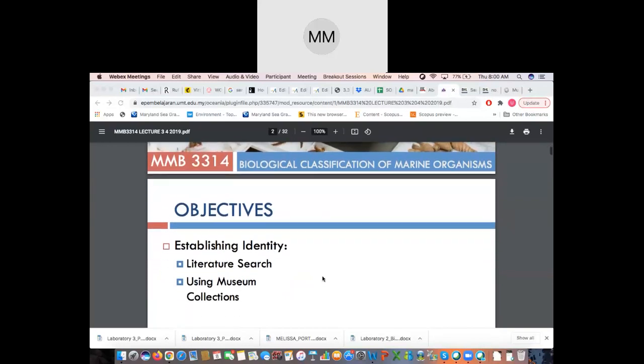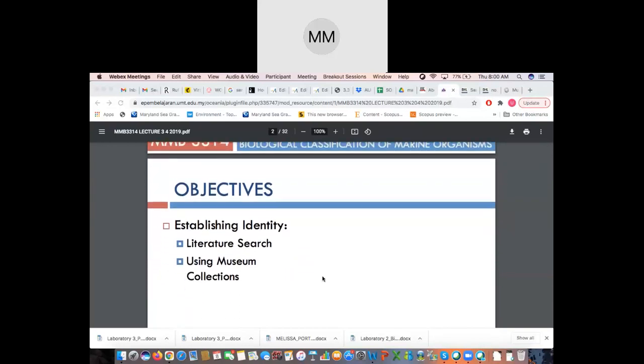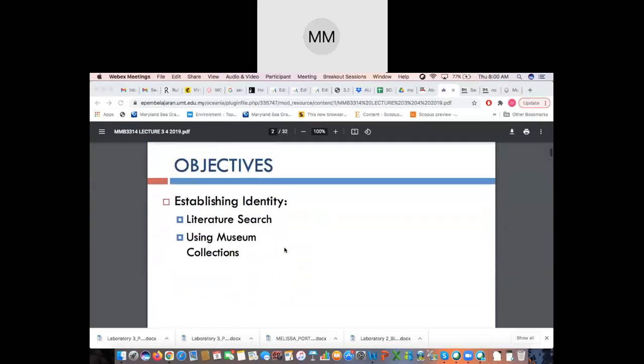For today's class, we are going to be learning about the different kinds of literature search and how we can use museum collections as a part of your reference in regards to understanding the collections that you have.